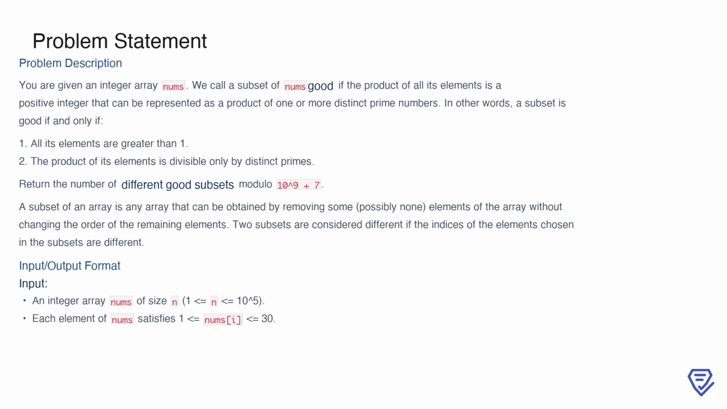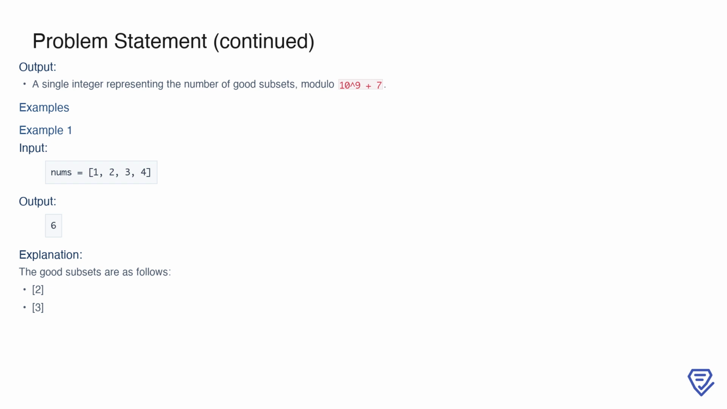It's also important to note that subsets are defined as any collection of elements from nums, in the same order, where some elements can be excluded. Additionally, two subsets are considered different if they are derived from different indices in the array, even if the elements themselves are the same. The output for this problem is a single integer, representing the total number of good subsets modulo 10 to the power of 9 plus 7.